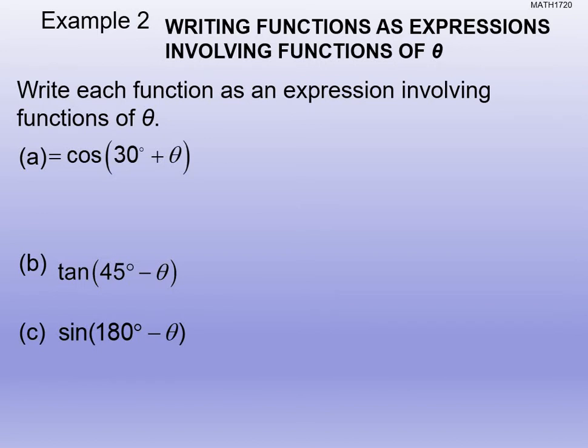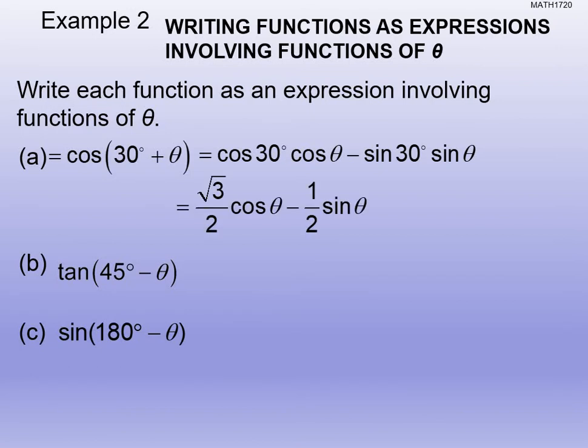We're looking at the first one. We have a cosine of 30 plus theta. That looks like our cosine sum identity. So we rewrite that as cosine of 30 cosine of theta minus sine of 30 sine of theta. Make sure you're looking at your trig identity sheet. We need to be able to write cosine of 30. What is that going to be? And then we want to be able to write sine of 30 as well.